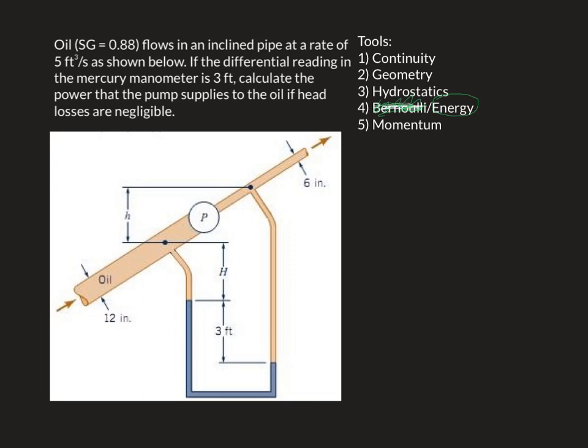Okay, continuity. It seems highly likely we're going to use continuity, because we've got pipes of different diameters, which usually implies that that's going to come into it. Okay, geometry. Well, we've got a whole bunch of lowercase h's and capital H's and a 3 feet.